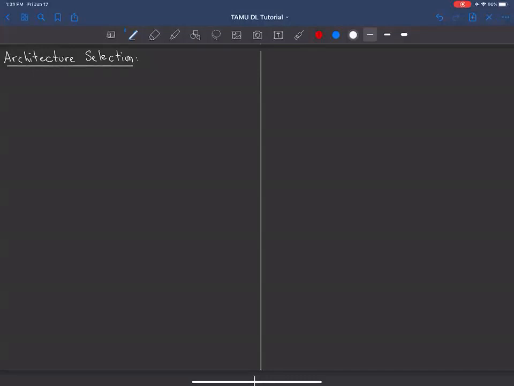And I have good news and I have bad news. Let me start with the bad news. The bad news is that the best architecture is always data set dependent, always data dependent. Okay, what do I mean by that? The good news is that I don't mean it in such a serious way.